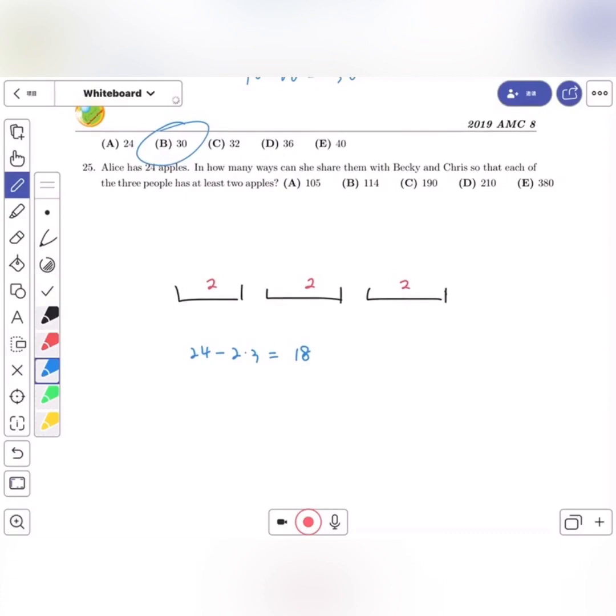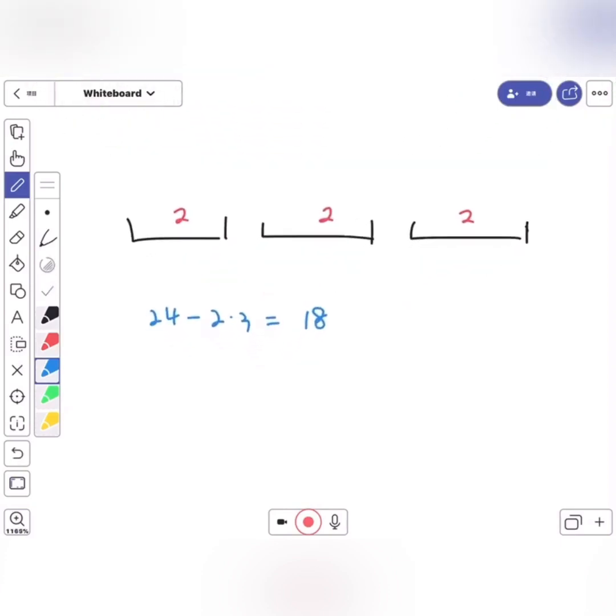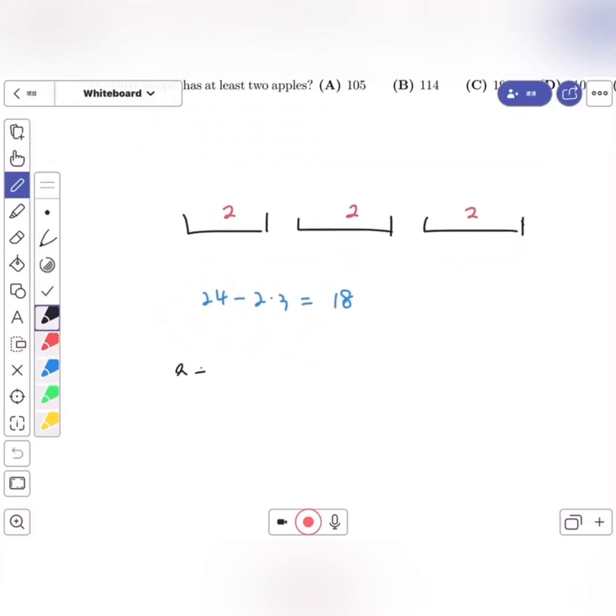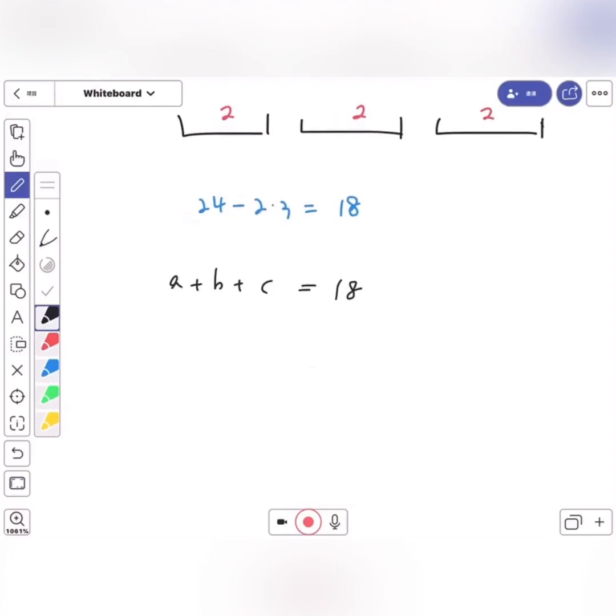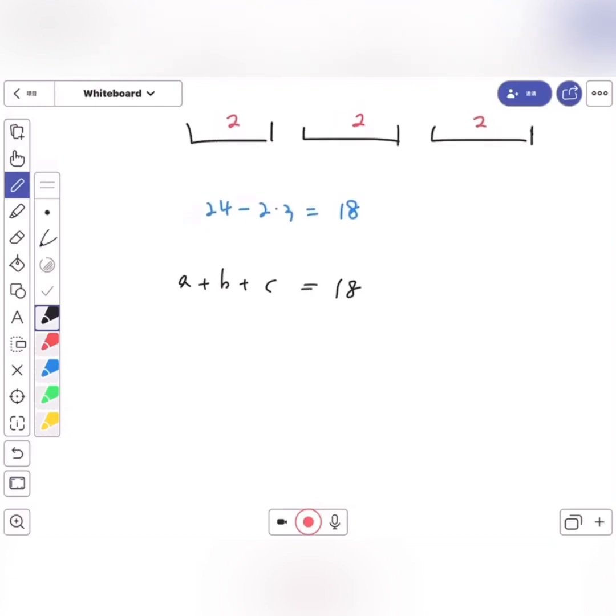And how many ways are there to share the 18 apples with Becky and Chris, such that they can have 0 or any natural number of apples. So this boils down basically to how many ways are there to find 3 non-negative integers a, b, and c, such that their sum gives 18. And that just becomes a pretty standard stars and bars problem.